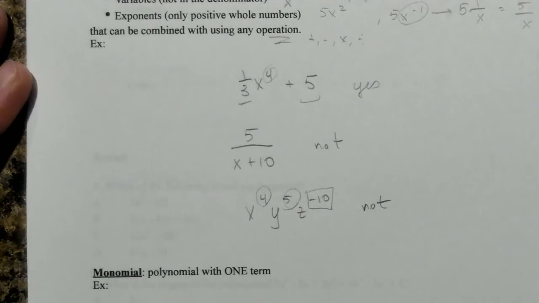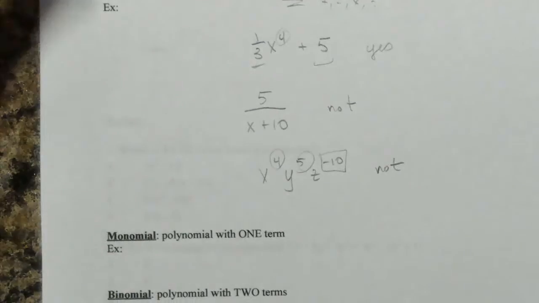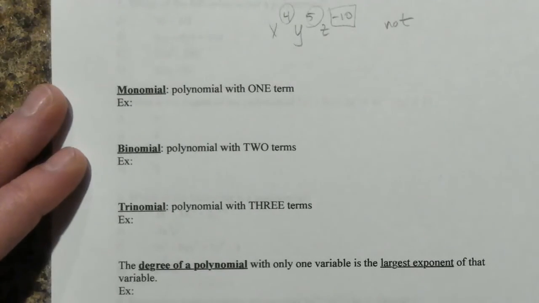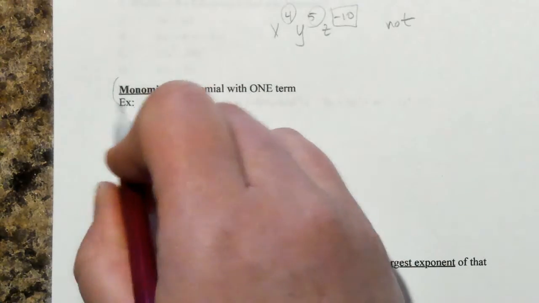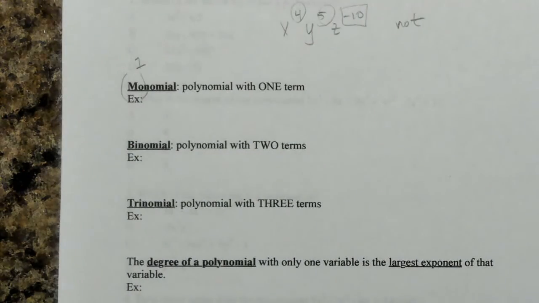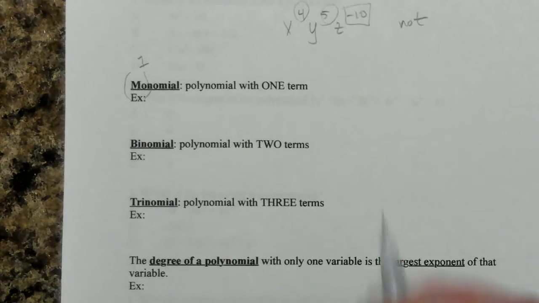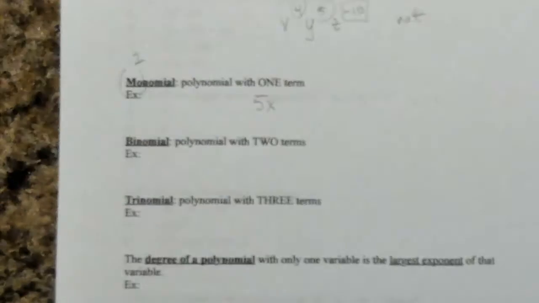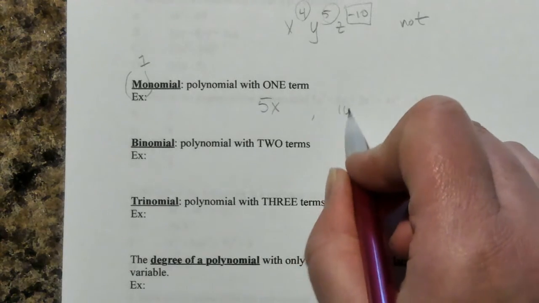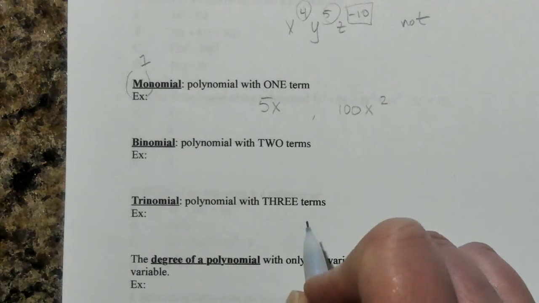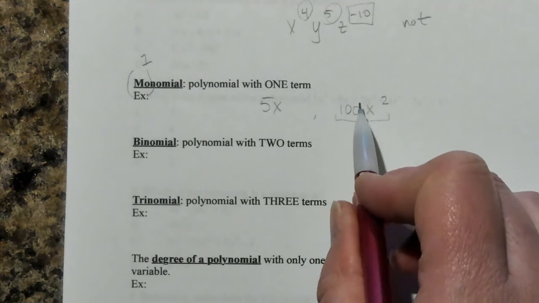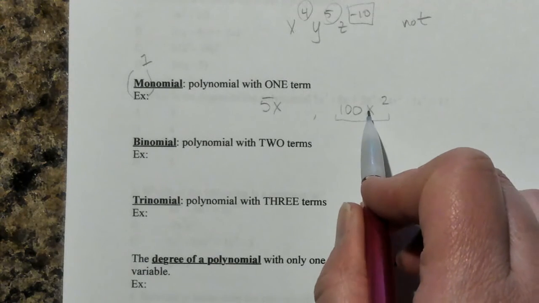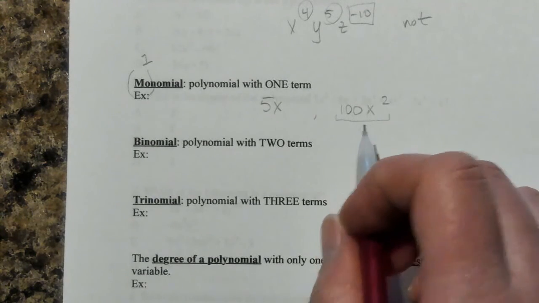Okay. Let's go down to more specific terms. So we have these three terms: a monomial, binomial, and trinomial. So a monomial is a polynomial with one term. Okay, so this prefix mo you could think of as a prefix meaning one. So an example of a monomial could be 5x or 100x squared. Okay, in this case, this is one term, but the pieces of it are attached by multiplication, and that's okay, like we talked about in the beginning.